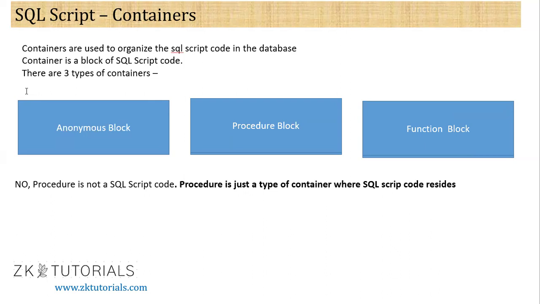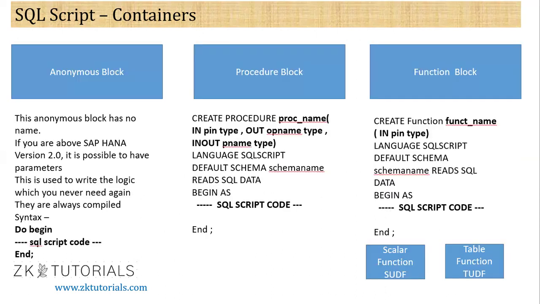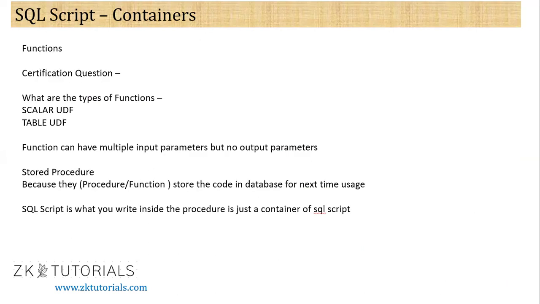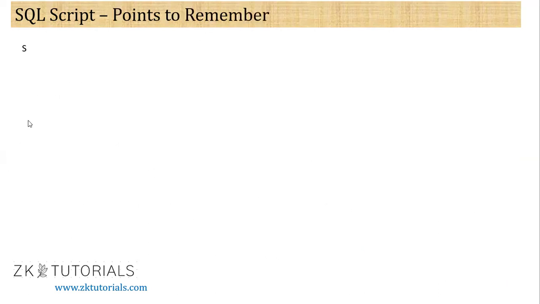What is an anonymous block? It does not exist in the database. As the name says, anonymous means it has no name. We have discussed the procedure block and function block in depth in our previous session. So in today's session, we will discuss some points which we need to remember before starting SQL script code. And from the next session, we will go into the system and start creating.